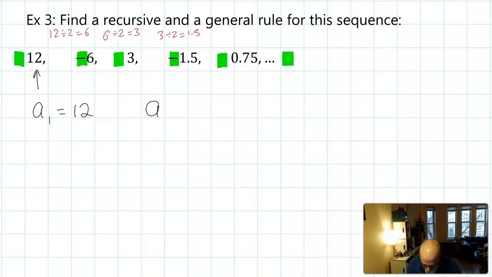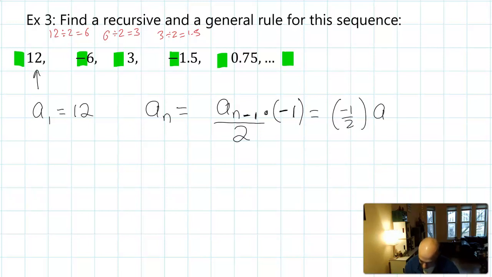A1 is 12. The next term could be the previous term, a n minus 1, divided by 2, and times, well, how do you change the sign? Multiply it by negative 1. We could even group the numbers together and make this negative 1/2 times the previous term. So that's a recursive rule. I have the first term, and I'm describing what to do to get to the next term: multiply by negative 1/2. So that was our recursive rule right here.